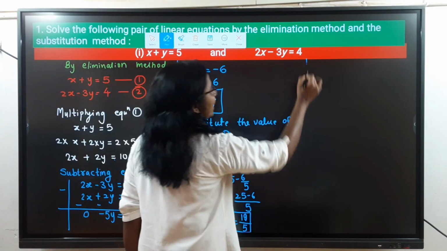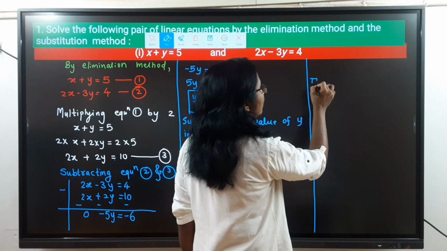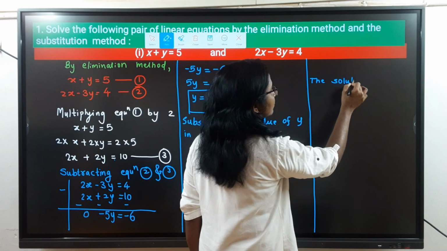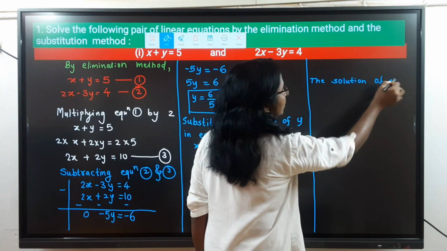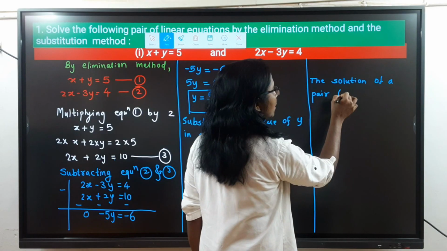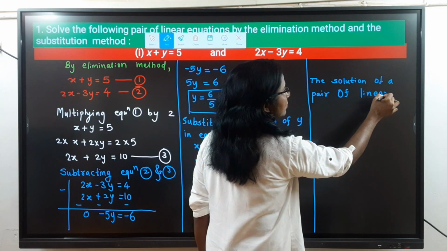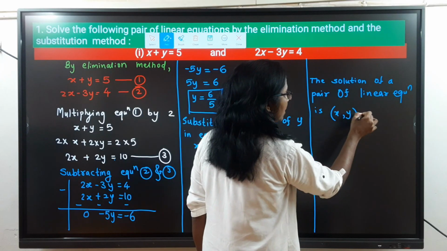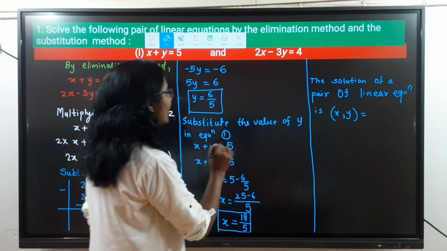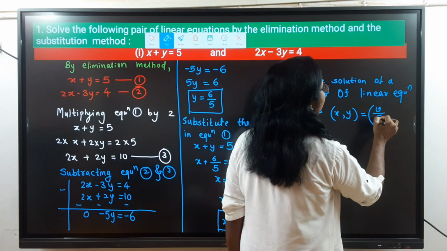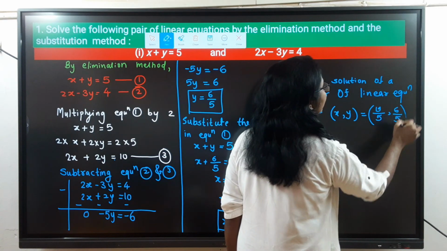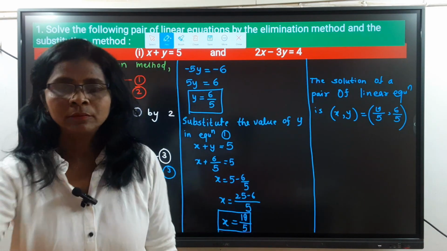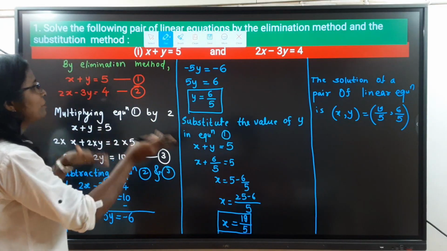So this way we can say that the solution of the pair of linear equations is x, y equal to 19 upon 5 and 6 upon 5. Okay students? So now the elimination method is completed.